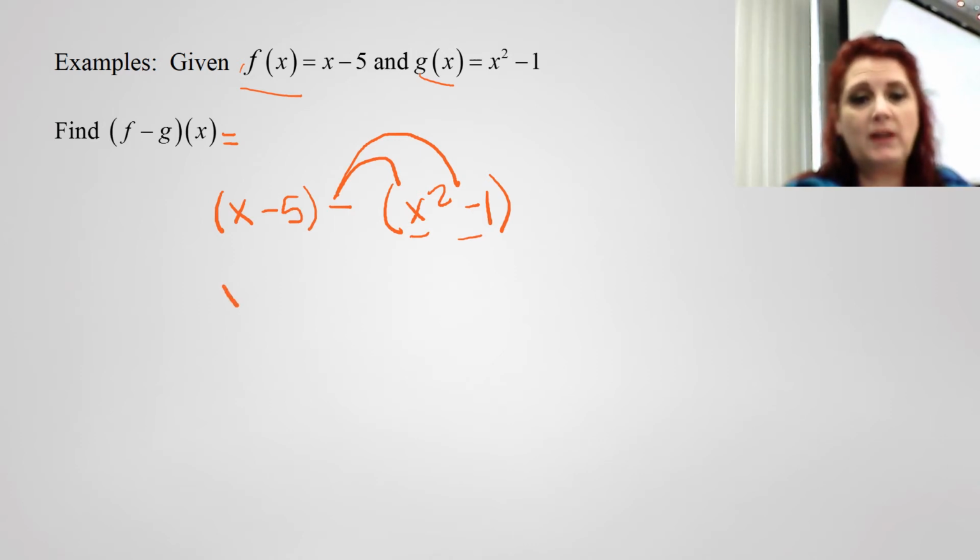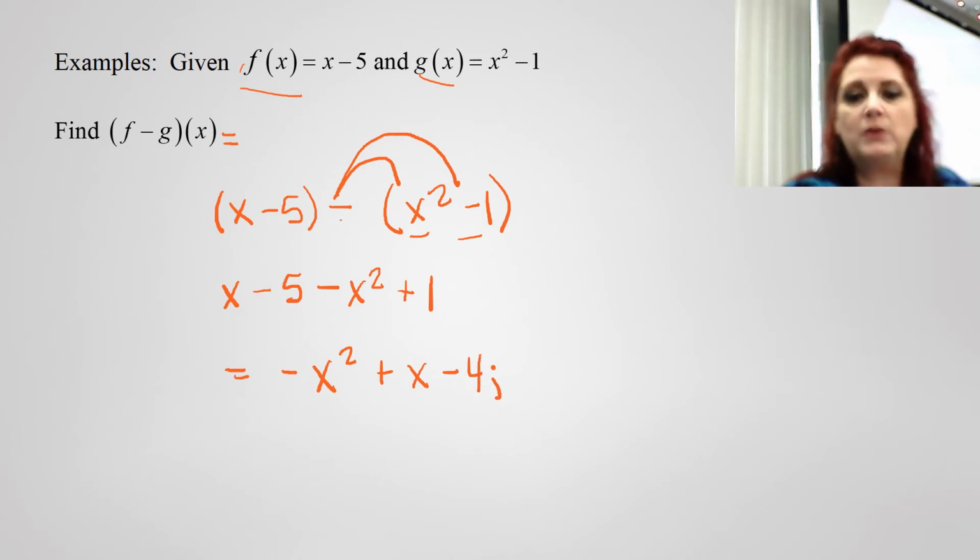So I'd rewrite that as x minus 5 minus x squared. And when you subtract a -1, it's like adding a 1. So my final one is going to be -x squared plus x, and -5 plus 1 gives me -4. This once again has no restrictions on the domain, so it's -infinity to infinity.